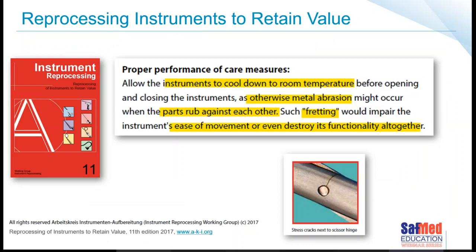So the first thing I did is I went to this guideline. I call it the Red Book. A lot of us call it the Red Book all over the world. It is a guideline that's been put together by the, I forget their name now, the Institution of Instruments. I forget their formal terminology, and of course it's all in German as well. It's called Reprocessing of Instruments to Retain Their Value. The latest edition is edition 11 at the moment.